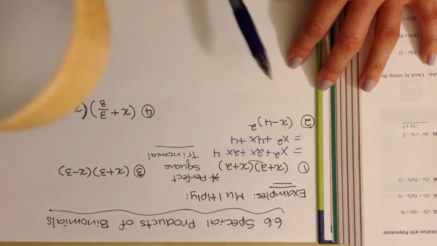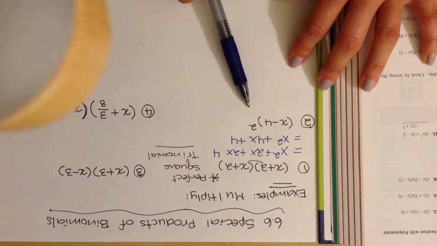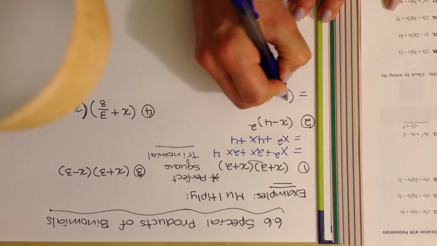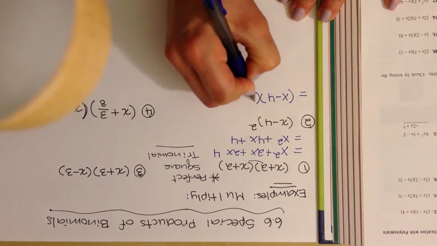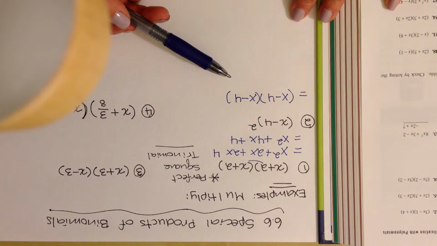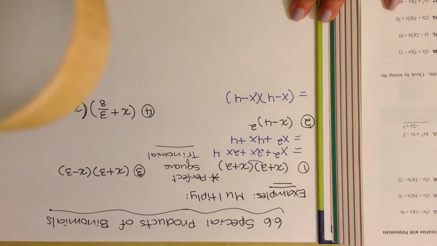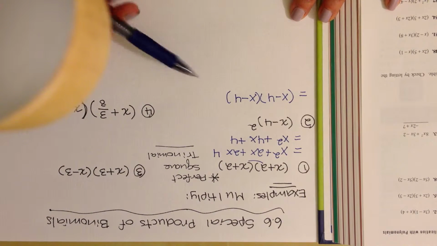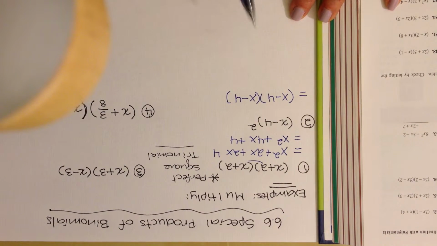Okay, next, example 2. It says x minus 4 squared. What we want to do for this example is if you have a binomial squared, then the idea is to write it twice, x minus 4 times x minus 4. And after you write it twice, you're going to multiply. This example is the same type of example as example 1. This is also a perfect square trinomial because we have two of the same exact binomials.